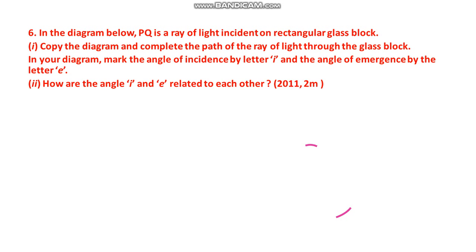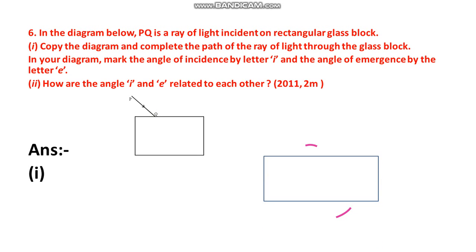In the diagram below, PQ is a ray of light incident on a rectangular glass block. Copy the diagram, complete the path, and show the angle of incidence and angle of emergence. Next, how are the angles I and E related to each other? So this is the given diagram.